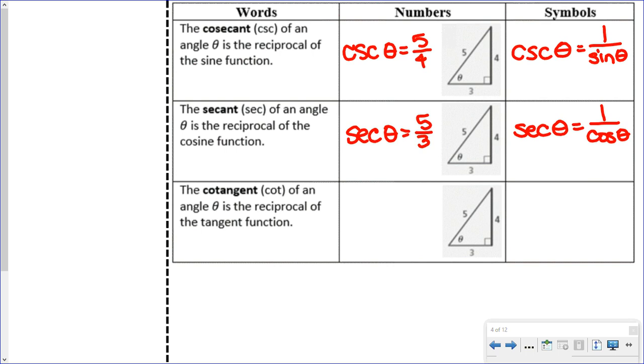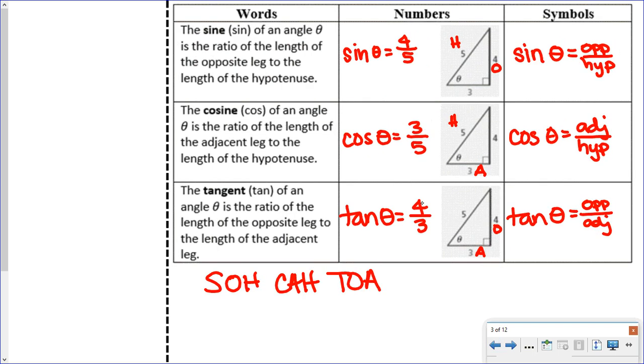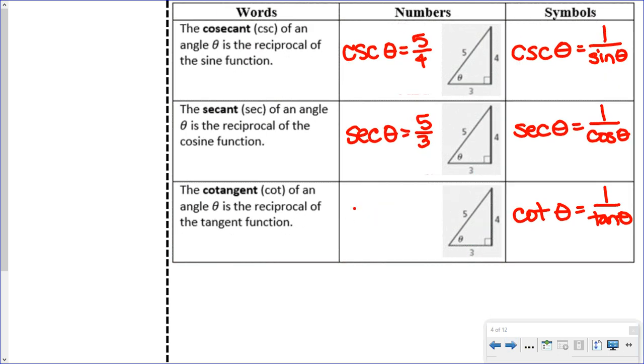Okay? And then cotangent of an angle is the reciprocal of the tangent. So cotangent theta is just the reciprocal of tangent of theta. So earlier, from the same picture, because this is the same picture, I just do the reciprocal, which is going to be 3 over 4. So cotangent of theta is 3 over 4.